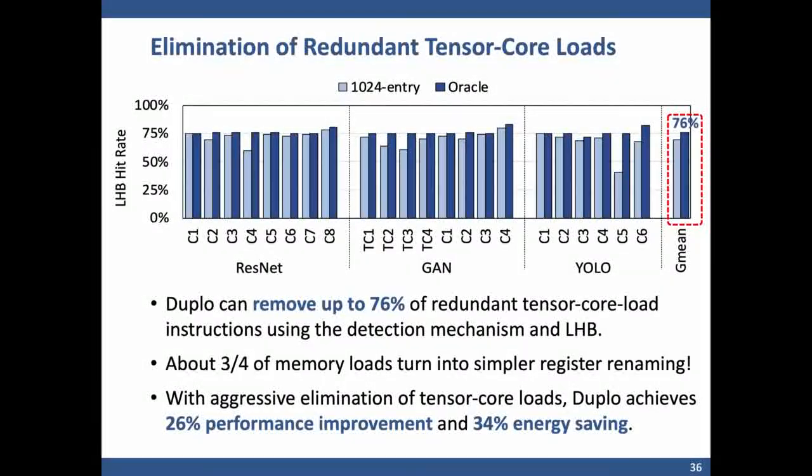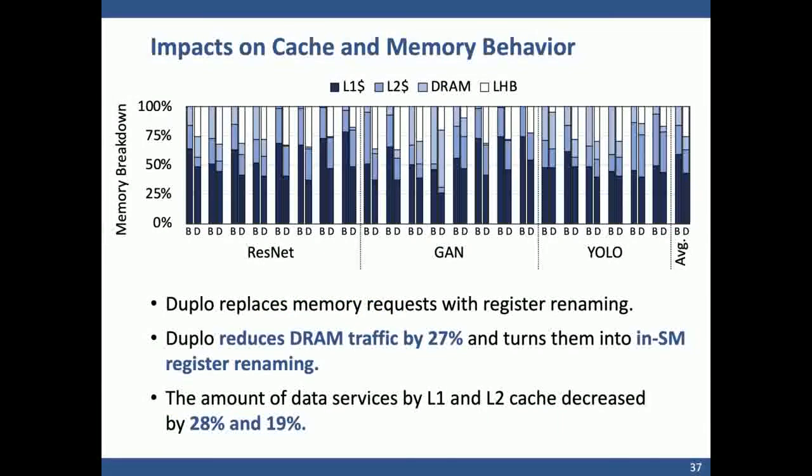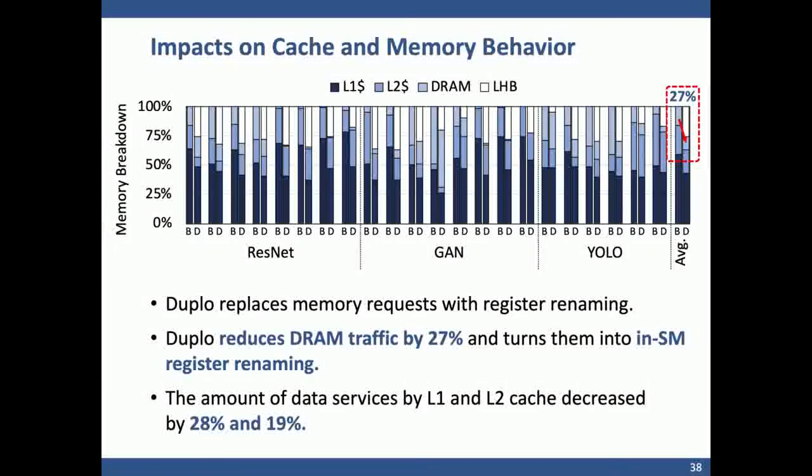Duplo replaces redundant memory requests with register renaming. By eliminating duplicate memory requests, Duplo saves DRAM traffic by 27% and turns them into in-SM register renaming. Also, the amount of data serviced by L1 and L2 cache decreased by 28% and 19%.